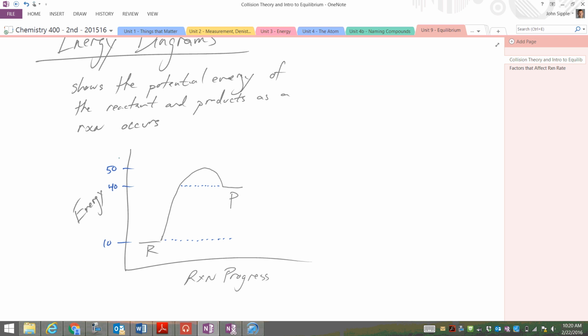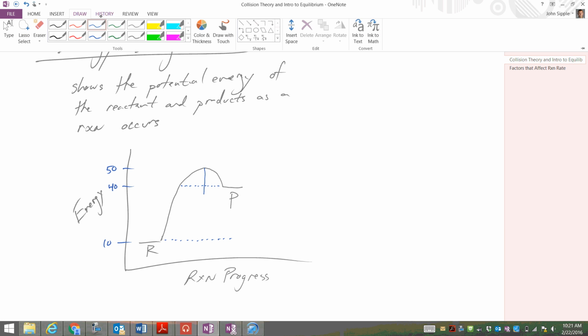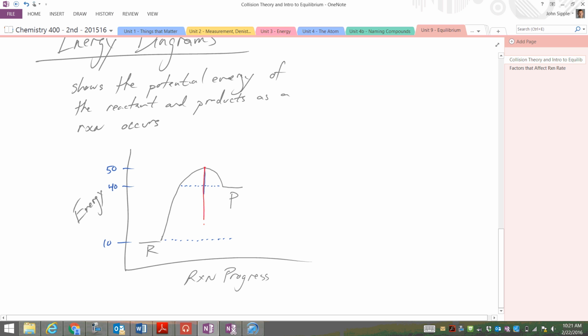Just making some numbers up here, this is usually expressed in joules or kilojoules. So here's our reaction. We have some reactants that end up with products at around 40 as their average energy, and the peak of our curve is at 50. If we go from the bottom to the top, that amount of energy is called the EA, the activation energy.